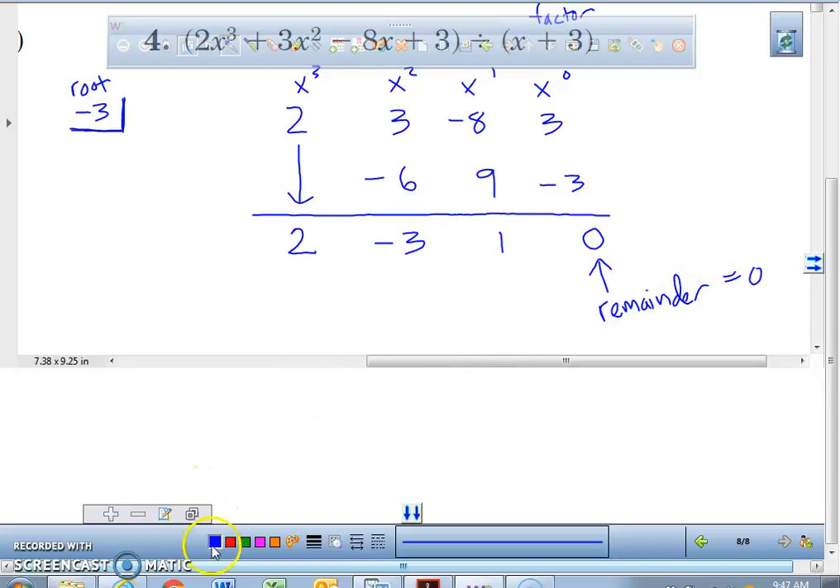Now what does that mean? That means, what's my final answer? If that's x to the power of 3, how many x? What does this 2 represent? 2x squared.